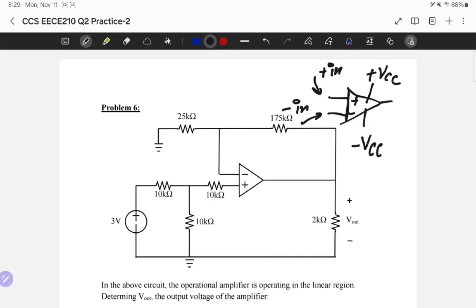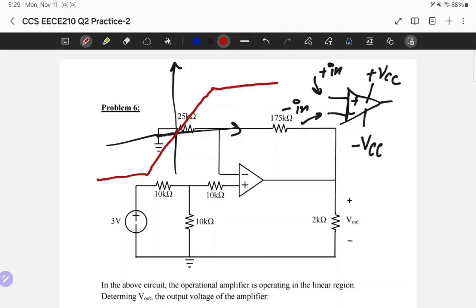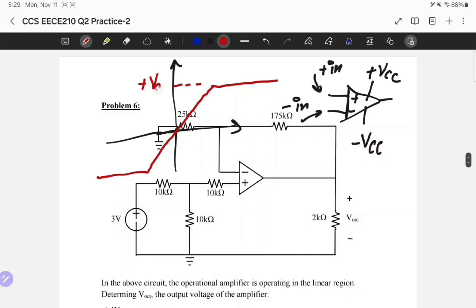Now for EECE210, for our course, plus and minus really don't matter, because of a simple formula we're going to discuss later. But plus VCC and minus VCC do matter, because the operation of the amplifier looks like this. I have some value in here I must not pass, like this. Then I operate in a linear region, and then I go back to some value I cannot pass. This value is plus VCC, and this value is minus VCC.